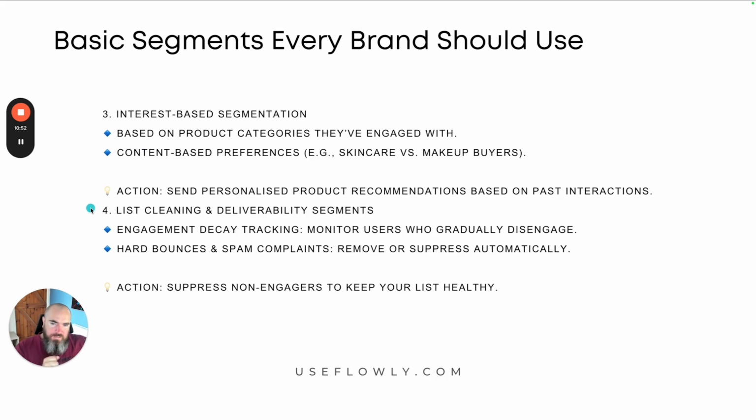And then the last one, list cleaning and deliverability segments. I put a couple in here, but in reality, there's loads. Now, engagement decay tracking. So monitor users who gradually disengage, those that are looking to churn. I would treat this differently based on buyers and non-buyers again. People who have bought and then start to churn are more valuable to me than somebody who's been on the list and done nothing for 3 months. I would rather put that time into them, because getting them to purchase again is going to be easier than getting somebody who's never bought to purchase the first time. So you've got to weigh that up based on your own ambitions as a brand.